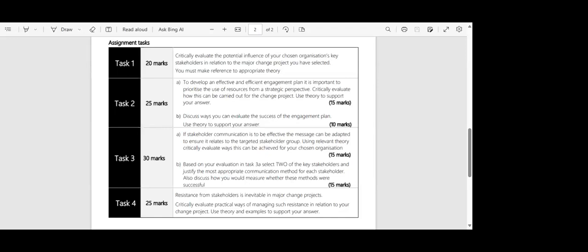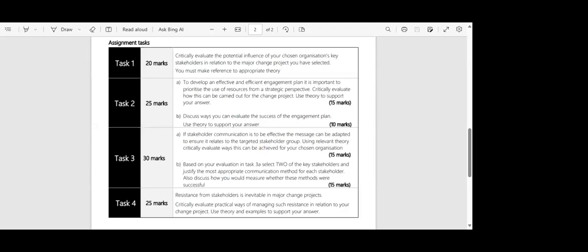You should apply the appropriate theory, and it should be critically evaluated. You have to evaluate both the positive and the negative side. You have to say that because of these stakeholders, my project has been changed. You should write it like that. So critically evaluate the potential influence of your chosen organization's key stakeholders in relation to the major change project you have selected. It should be linked to your first unit.